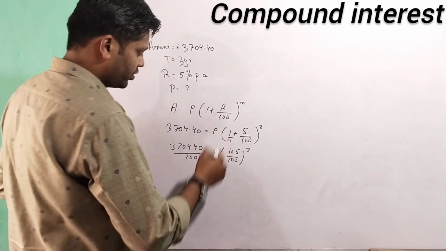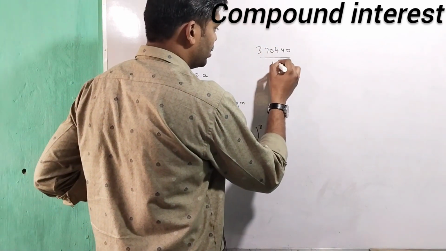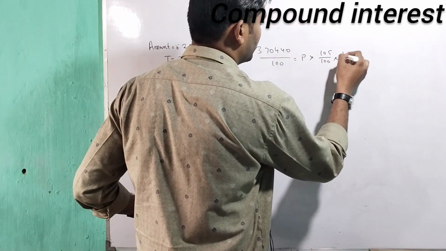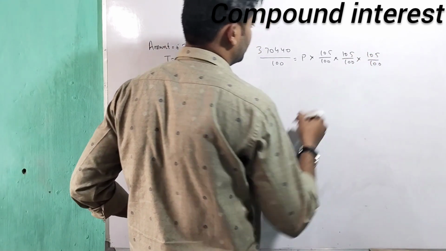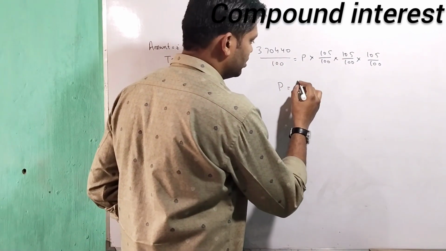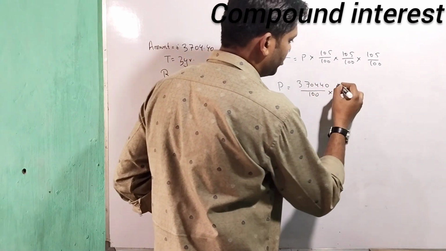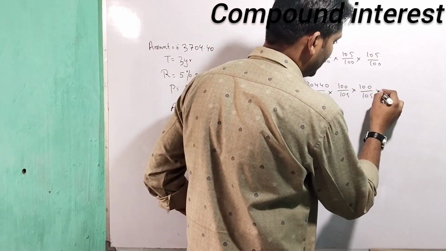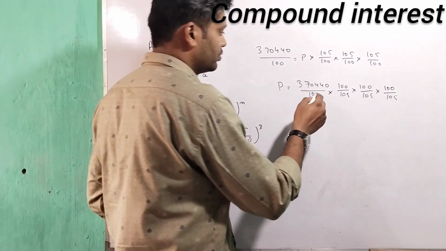So now here I am doing 370440 by 100 equals P into 105 by 100, 105 by 100, 105 by 100. How to find out P? So P is equal to, going to this side, 370440 by 100 times the reciprocal, 100 by 105, 100 by 105, multiplied by 100 by 105. You have to solve this one.